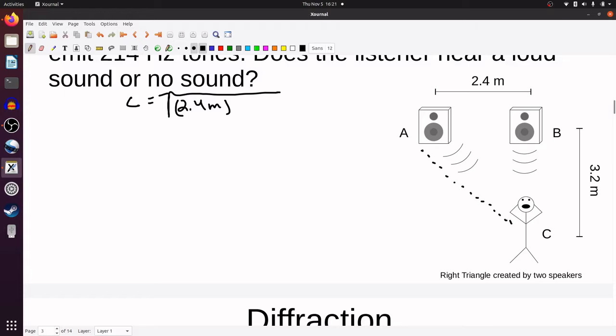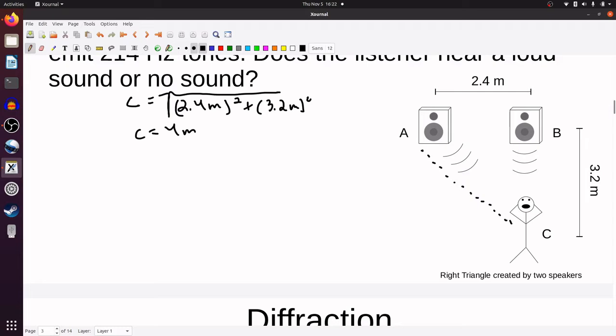That'll be 2.4 meters squared plus my 3.2 meters squared. And I chose an easy number because I wanted it to come out to be a clean 4 meters. All right, so we now know the distance is 4 meters. What I need to do is figure out at what point the wave will be when it hits this person. Will it be, let's say, at the trough or the peak?